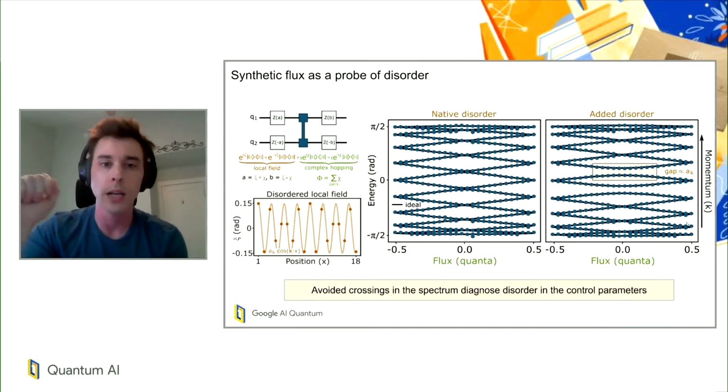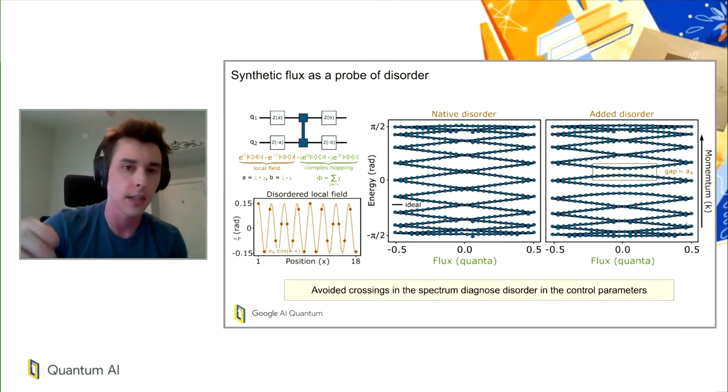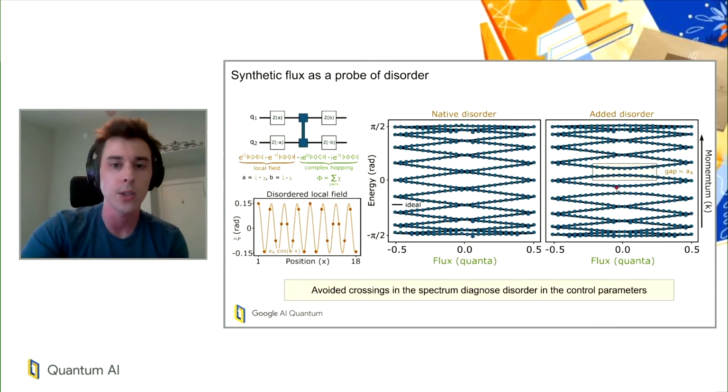What we want to do now is ask, how do these energy levels, just peaks in our spectrum, depend on the external flux that we're applying? Again, it's a synthetic flux. And we're going to consider two cases.